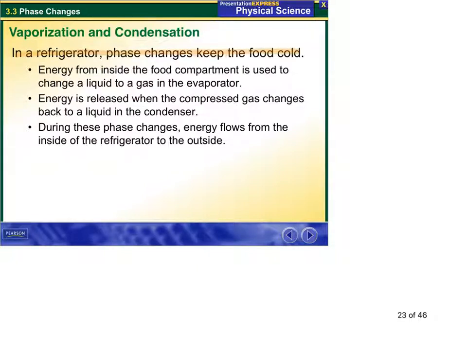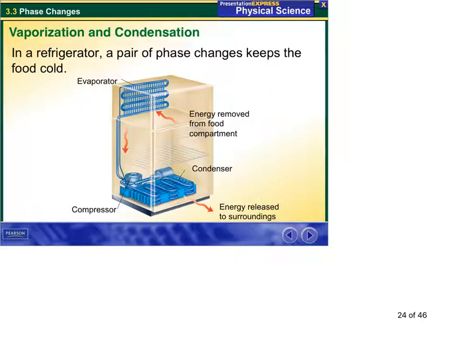In the refrigerator, phase changes keep the food cold. Energy from inside the food compartment is used to change a liquid to gas in the evaporator. Energy is released when the compressed gas changes back to a liquid, and that energy is released to the outside. So we just got a pair of phase changes going on here. We got the evaporator causing energy to move in there. Then it's moved around here where it's compressed and energy moves back out.